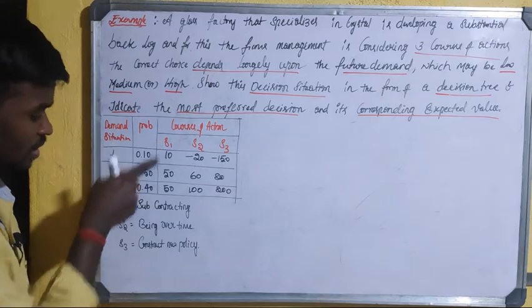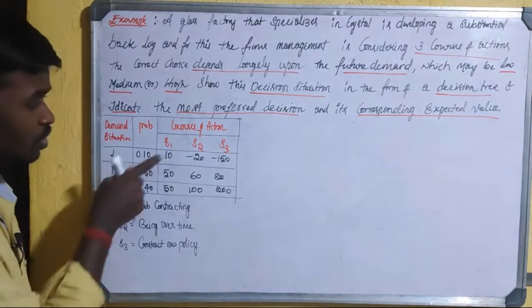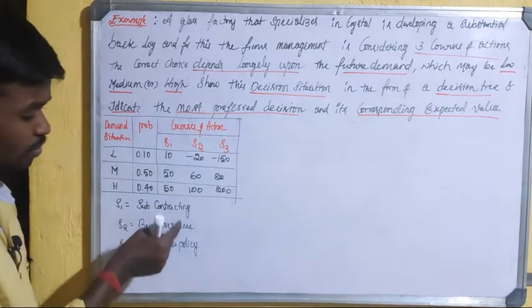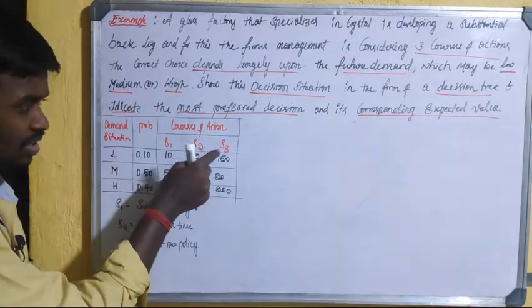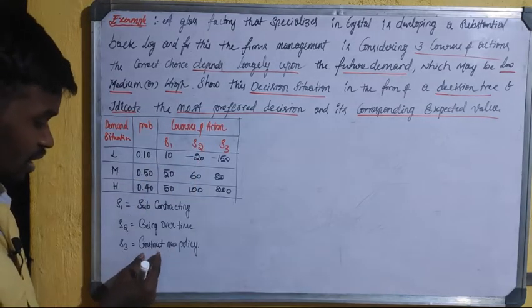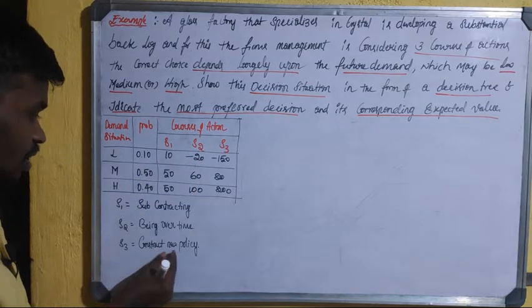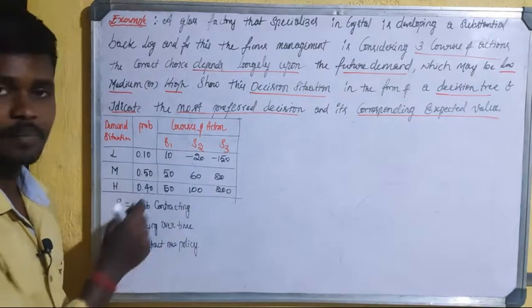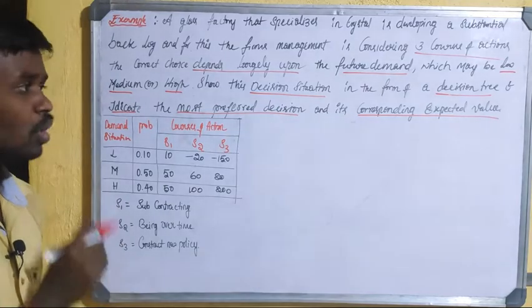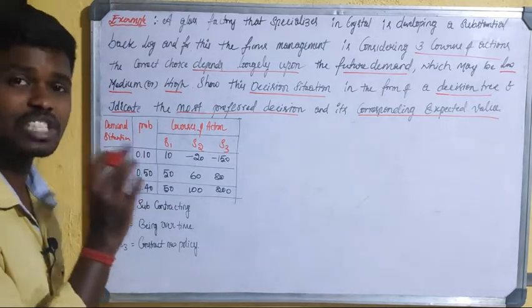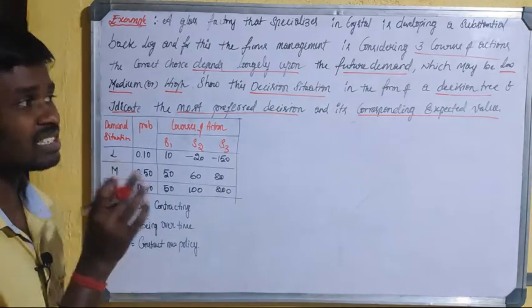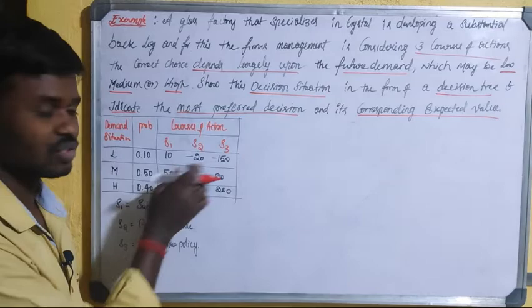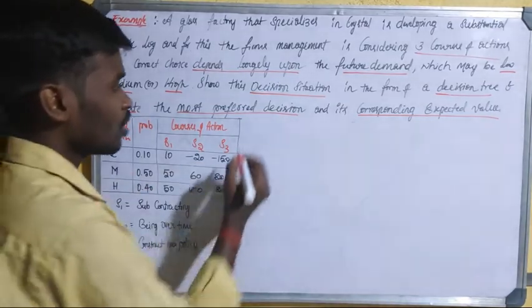S1 is nothing but subcontracting. S2 is nothing but overtime. And the third one, S3, is construct new policy, that is based on the implementation of a new policy. So S3 is the third alternative. Now we have to compute the corresponding expected monetary value, that is the expected value based on the probabilities and the various actions.